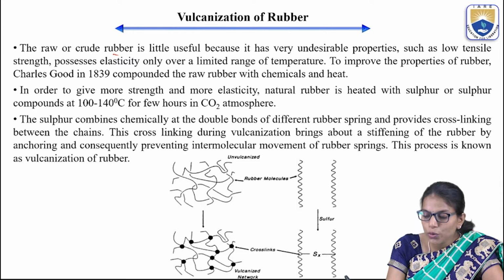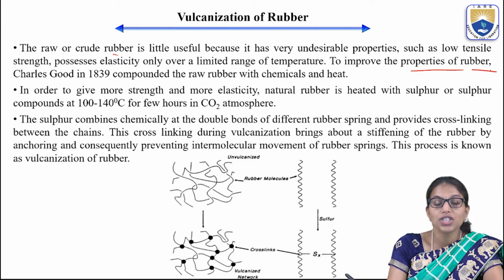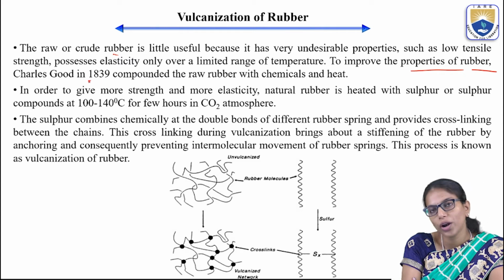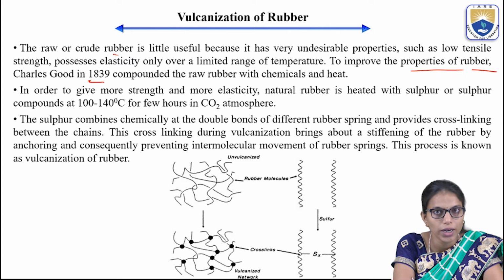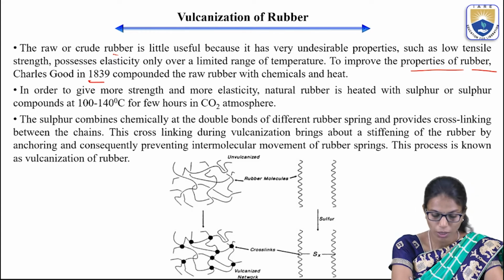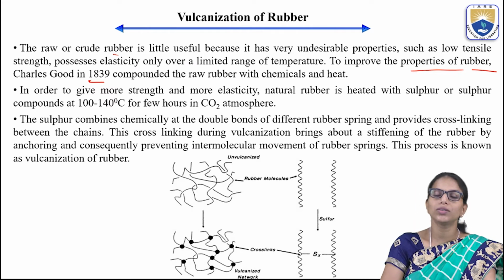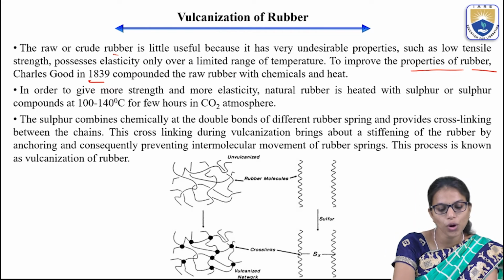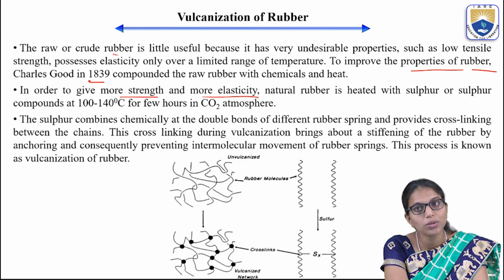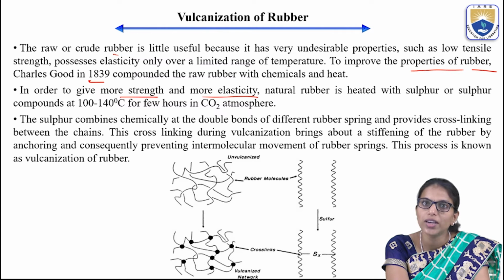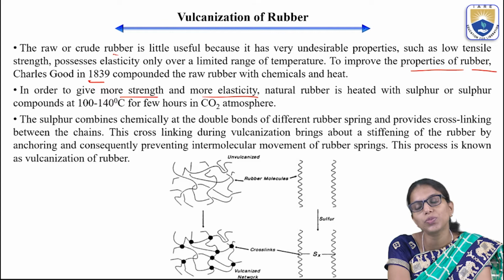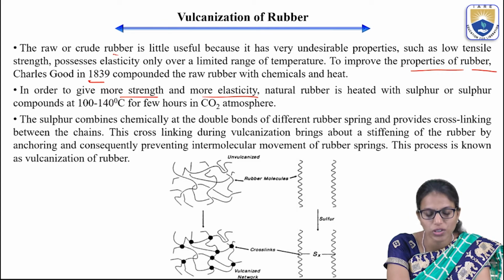So to improve the properties of rubber, Mr. Charles Goodyear first invented vulcanization of rubber in 1839, to compound the raw rubber with chemicals and heat. Now coming to the meaning of vulcanization again. In order to give more strength and more elasticity, natural rubber is heated with sulfur and sulfur compounds at 100 to 140 degrees centigrade for a few hours in a carbon dioxide atmosphere.